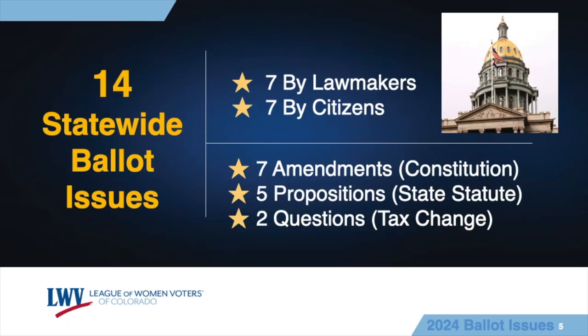There will be 14 statewide ballot issues or measures for voters to review and cast their decisions on this 2024 general election. 7 placed on the ballot by lawmakers, and 7 by citizens. 7 offer a change to the state constitution, known as amendments. 5 offer a change to the state statute, propositions, and 2 have been referred to the voters as required by state law as they are changes to tax code. They're called questions. These questions do not change the text of the state law.